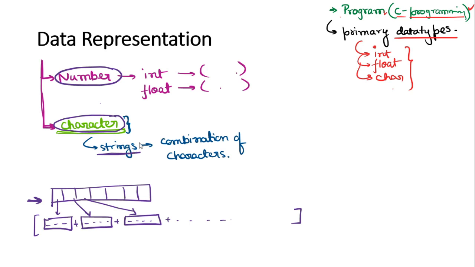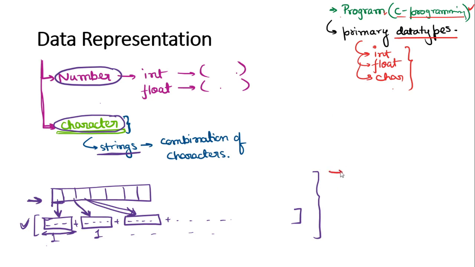This entire thing will be a string, right? For example, if one byte is used to represent one character, this will be one byte, this will be one byte, and so on. Okay, so this is how we represent a character. And now what are the different ways to represent a character using bits?